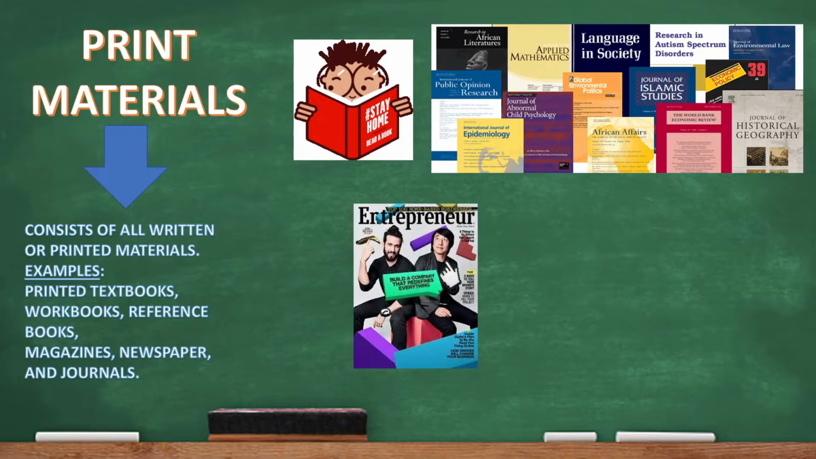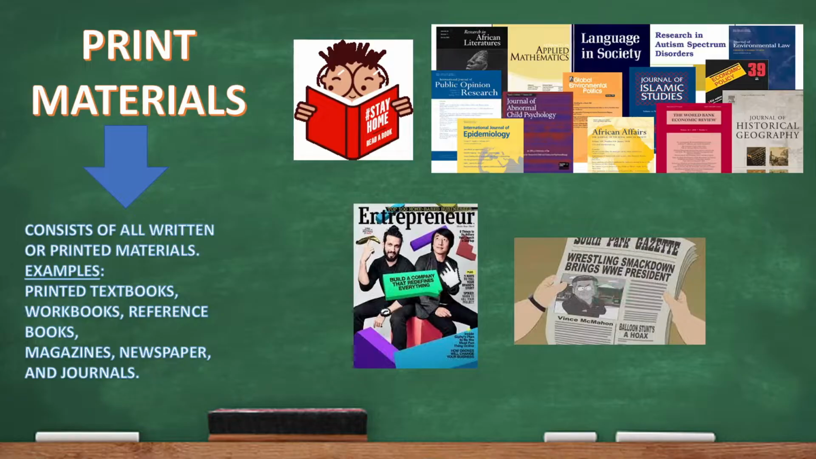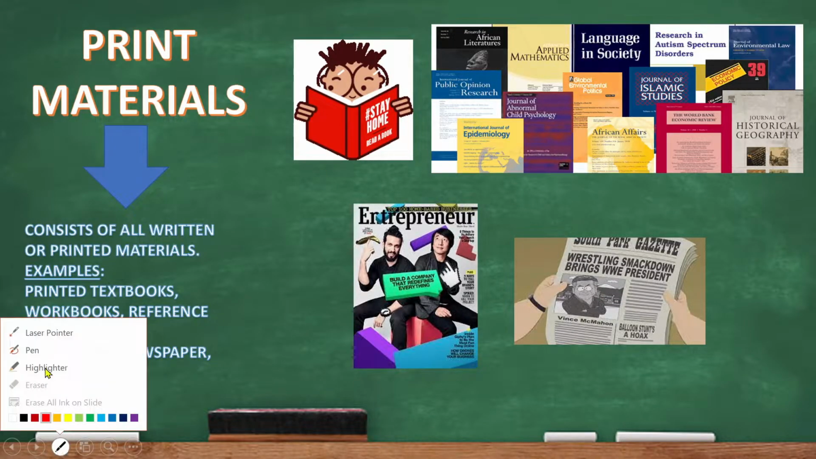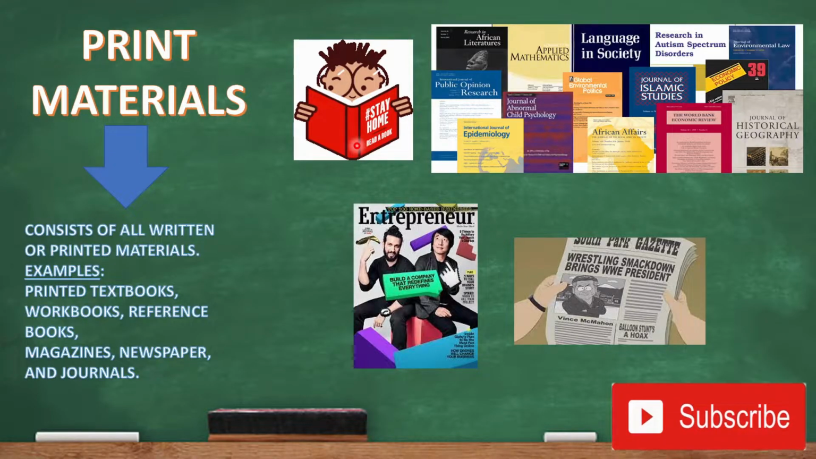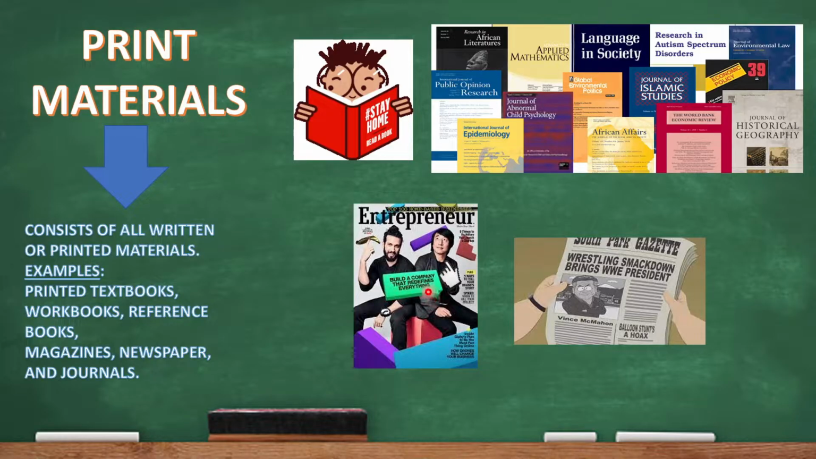So you can see the examples. These are the examples of print materials or printed materials. As you can see, a book is an example of a printed material because a book has text that is printed. Same with the newspaper, right? When you read a newspaper, you can see the printed text. Also the magazines and other journals.